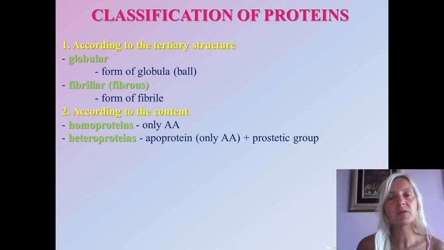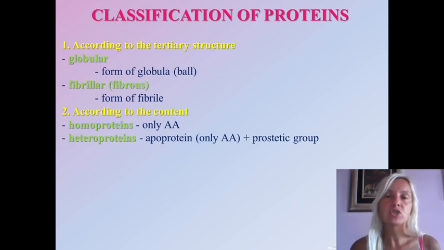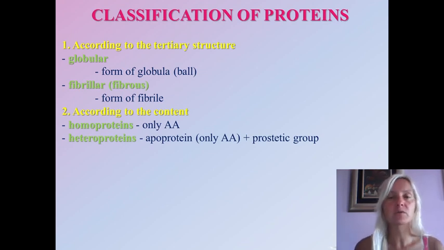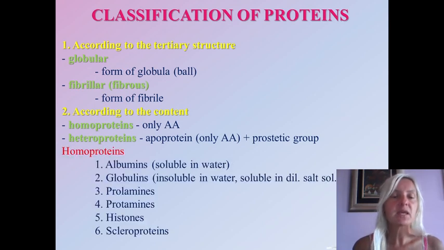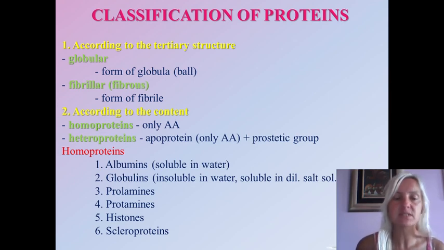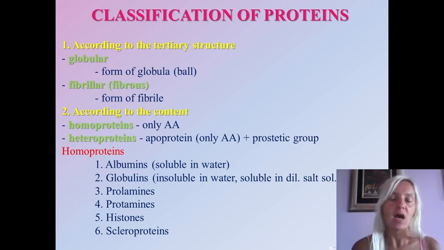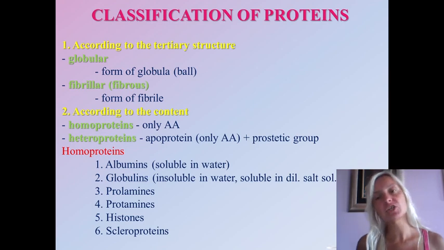So apart from the amino acid part of the molecule, which is also marked as apoprotein, they tend to have some other molecules attached to it, and those are marked as prosthetic groups. Speaking of homoproteins, we have 6 classes of homoproteins: albumins, globulins, prolamins, protamins, histones, and scleroproteins. I'm not going to bother you with the rest of the types, but I would like to mention albumin and globulins, because those are the major fractions of our blood plasma proteins.